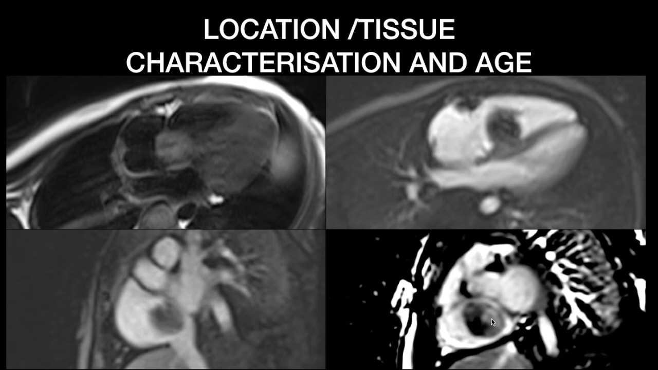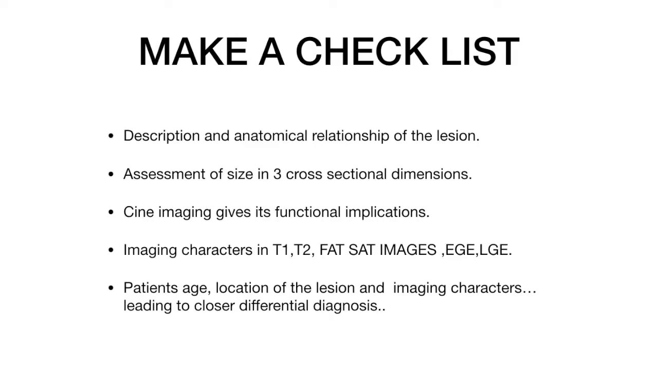So looking at the age of the patient with an intraventricular lesion, the possibility of a benign lesion with a differential diagnosis of rhabdomyoma or a fibroma is kept, and evaluation for tuberous sclerosis and polyposis was advised. So make a checklist about description and anatomical relationship of the lesion, assessment of the size in 3 cross-sectional dimensions. Cine imaging gives its functional implications.